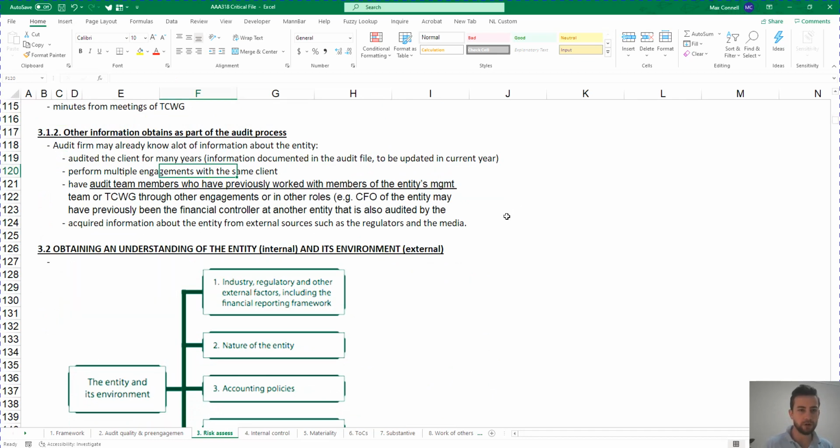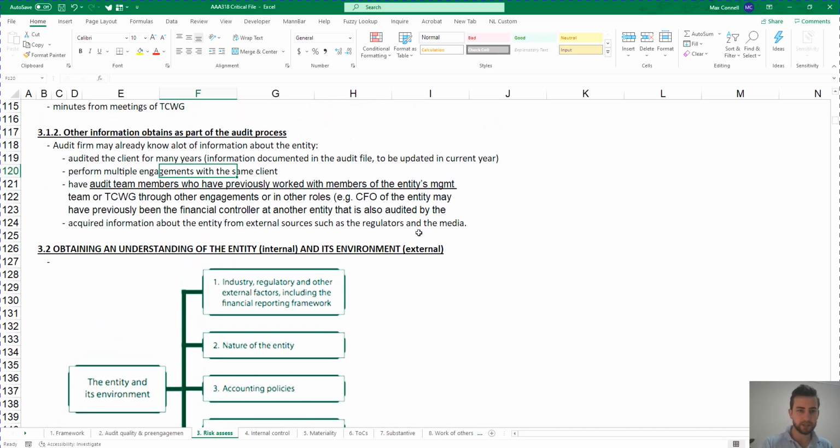So the audit firm may already know a lot about the entity. For example, they may have audited them for many years. They may have different engagements with them. You might have a due diligence or an advisory engagement with them, which you can derive information from. You might even have audit team members who have previously worked with members of the entity's management team, or you might have acquired it through external sources.